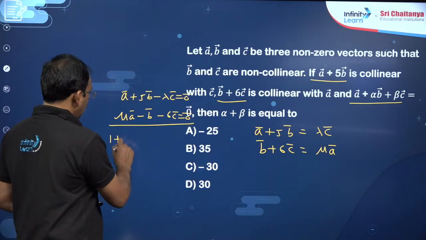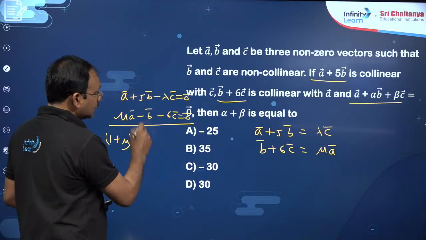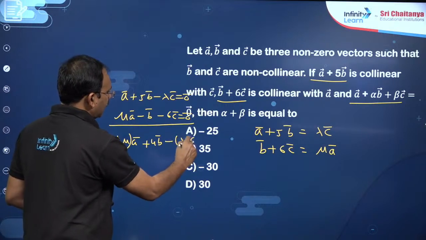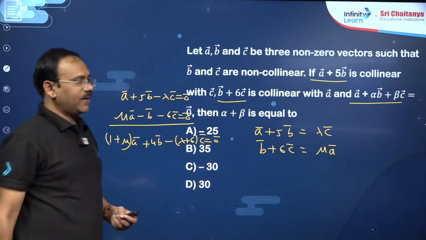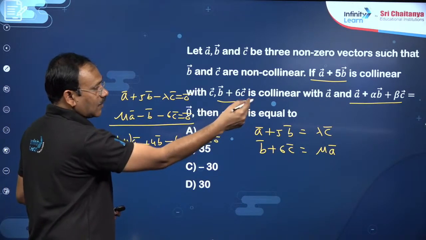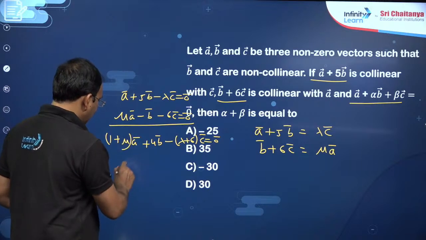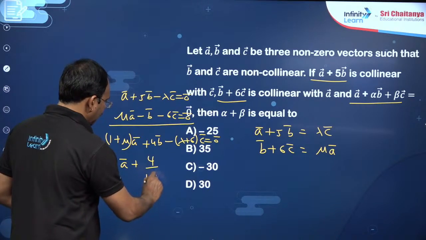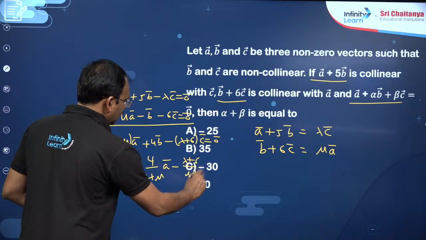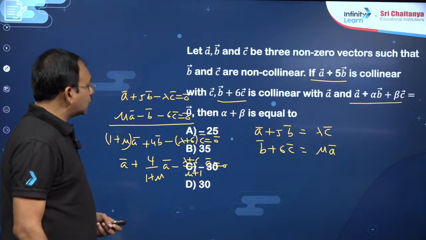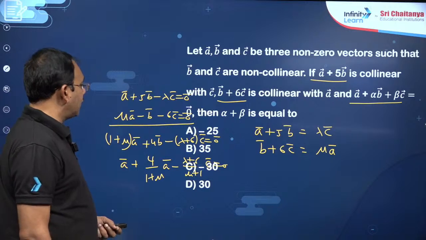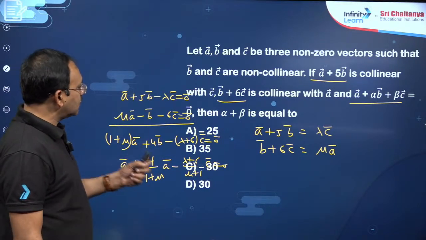If you add these two, 1 plus mu into A bar, this is going to be plus 4 B bar, this is going to be minus of lambda plus 6 into C bar is equal to 0 bar, my dear friends. Now you see, you have to compare with A bar plus alpha B bar plus beta C bar, you just divide with mu plus 1, that is 4 by 1 plus mu into A bar minus lambda plus 6 by mu plus 1 into C bar equal to 0. So dear students, here B bar, C bar are non-collinear, you cannot write B bar as some number into C bar, that is fine. So these are the points given.